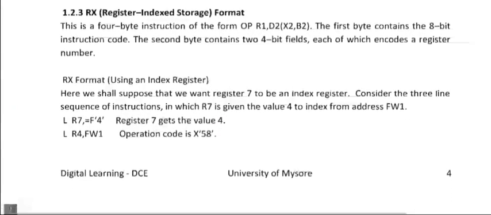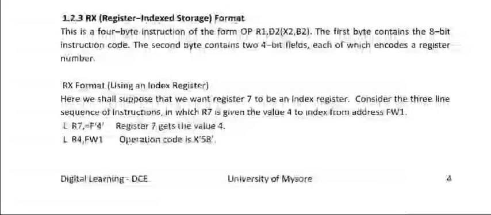The next type of instruction is the register to indexed storage format. This is also a 4-byte instruction of the form operand R1 destination with the indexed address as well as the base register, the index register and the base register. The first byte contains the 8-bit instruction code. The second byte contains 2 4-bit fields, each of which encodes a register number.